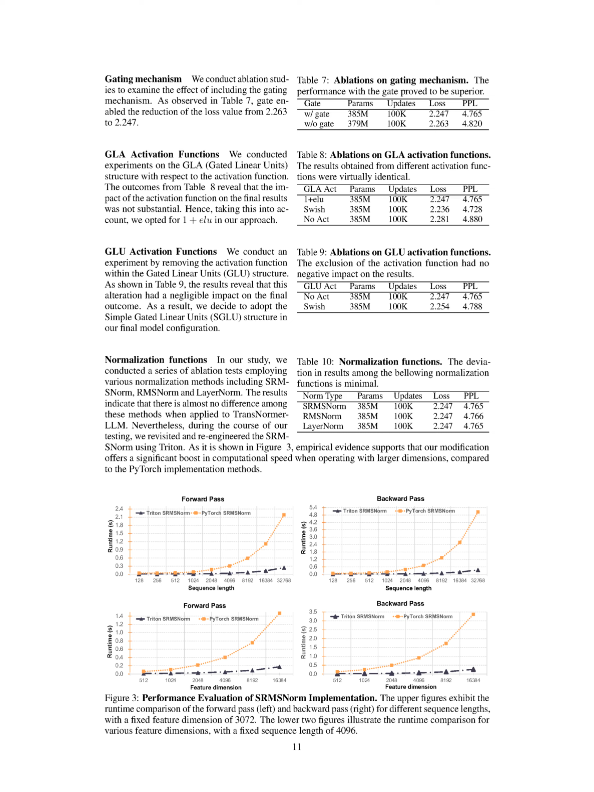We also explored different normalization methods, including SRMSNorm, RMSNorm, and LayerNorm, through a series of tests. The results show that these methods have similar effects when applied to TransNormerLLM. However, we made some improvements to the SRMSNorm using Triton. As shown in the figure, our modified version significantly speeds up computations when dealing with larger dimensions, compared to the methods implemented in PyTorch.